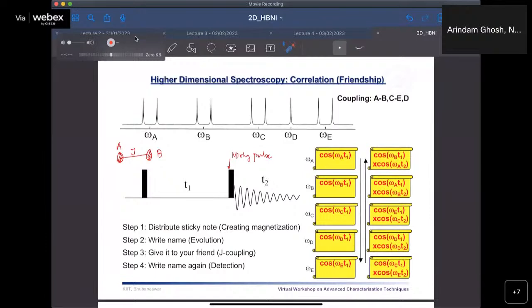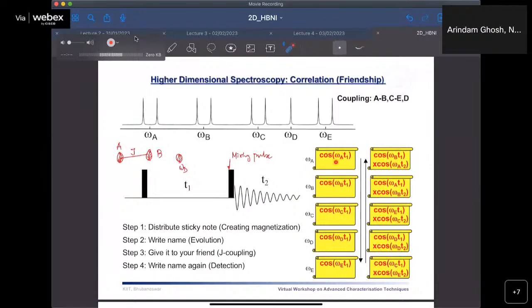So similarly, if I have a particular spin like D here, omega D, it cannot transfer its magnetization to anyone because it is not J coupled to anything. So what will happen is that it will create the magnetization here. It will go through omega D, but as it cannot transfer to anyone, during the next time it will go through the same frequency again, like omega D twice.